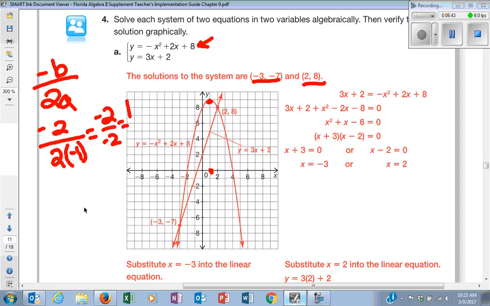To find the y, I plug 1 in. 1 squared is 1 times negative is -1. 1 times 2 is 2. And -1 plus 2 is 1. 1 plus 8 is 9. And if you look at that, the ordered pair for this vertex is (1, 9). That's how they found it.